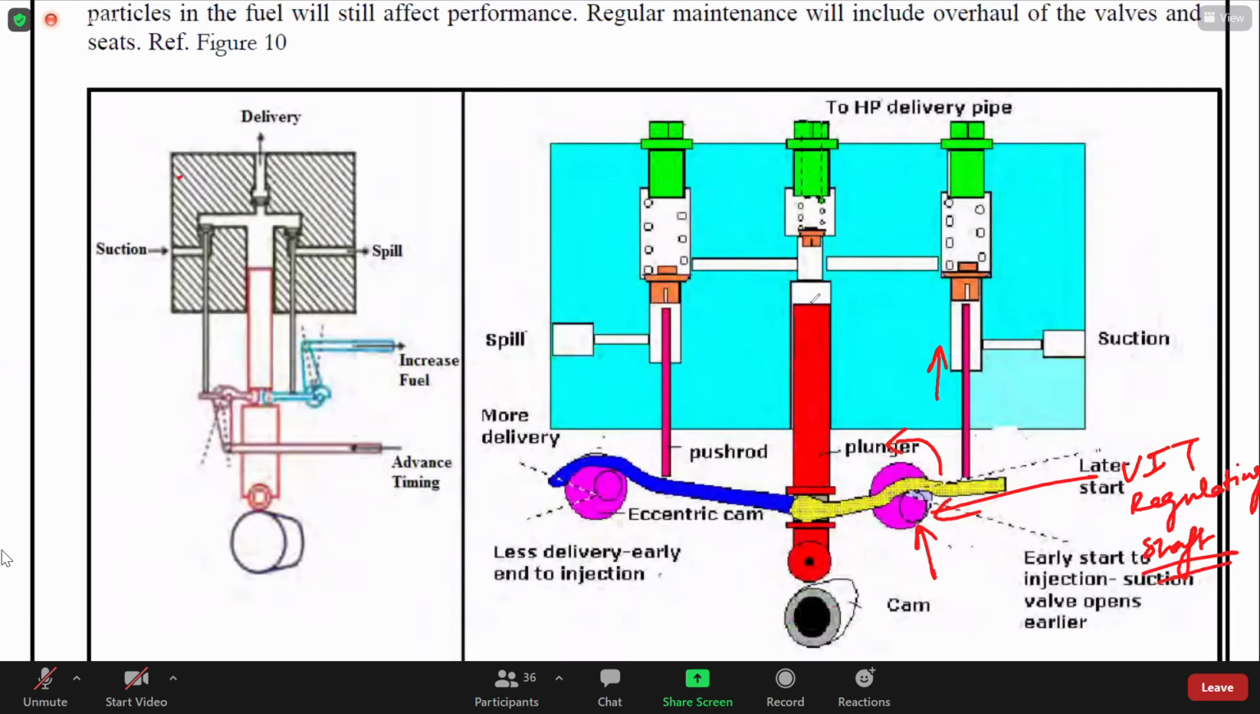What will happen to the fuel injection timing? If you turn this clockwise, your pivot point is going to go down, the push rod is going to go down, and this is going to close early. Early, sir. Right? Advanced. Which means you have an advancement of fuel injection timing. I hope you understood whatever I wanted to convey.